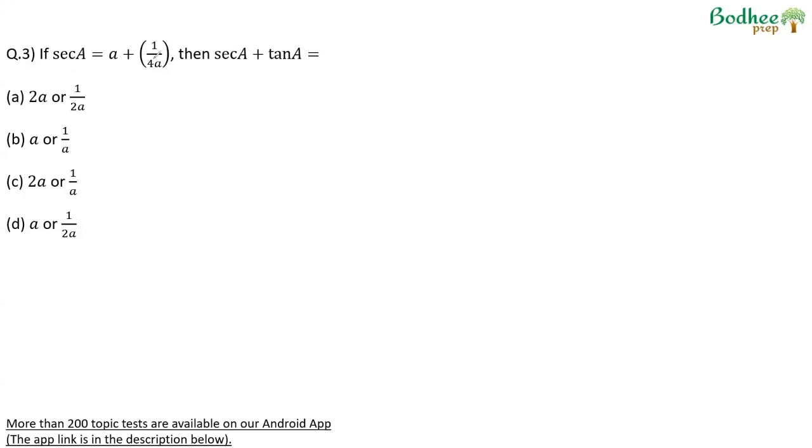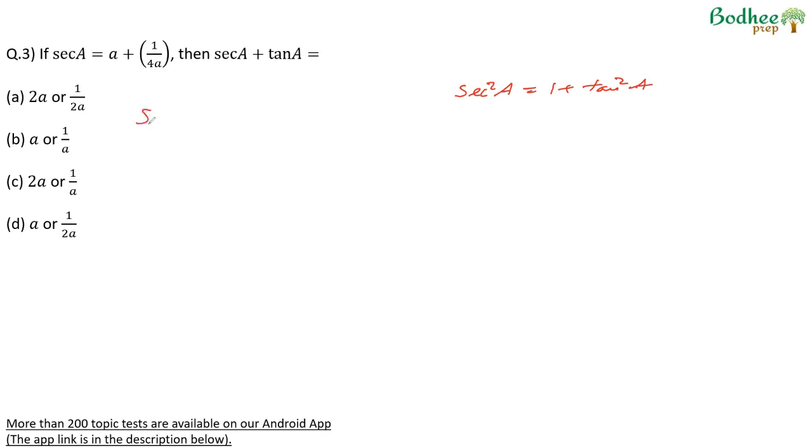Sec A is equal to A plus 1 by 4A, then find sec A plus tan A. There is a direct relationship between sec A and tan A, that is sec square A is equal to 1 plus tan square A. So if we find out sec square A, we'll be able to find out tan square A as well.